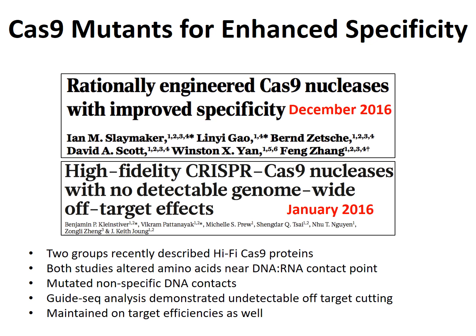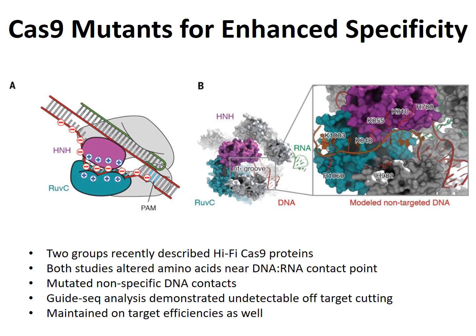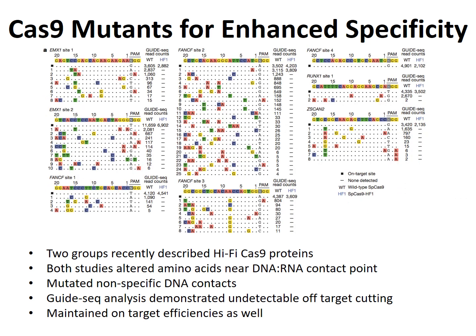And largely, these studies focused on mutating amino acids in the Cas9 protein that essentially made non-specific interactions with DNA. And so by mutating specific amino acids in the protein, they were able to make these high-fidelity versions of Cas9, as they called them. This is a lot to look at, but essentially this is a deep sequencing method to look at off-targets. With the wild-type Cas9, you can see all of these off-target sites for these different genes. And with their hi-fi Cas9, they essentially all go away.